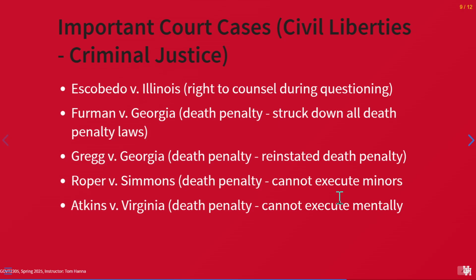Roper versus Simmons said that minors cannot be executed, and actually you cannot execute people for crimes committed before they were 18. Atkins versus Virginia said that the mentally impaired, that is, people with intellectual disabilities, cannot be executed.